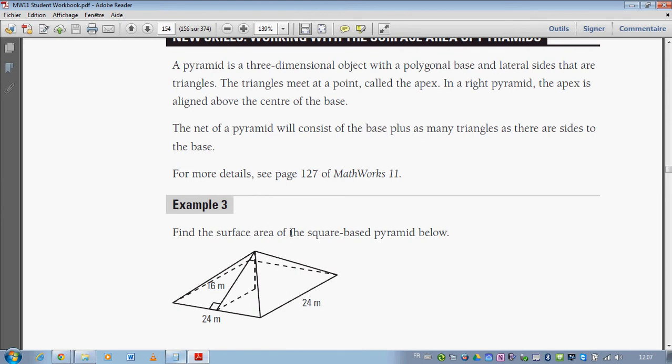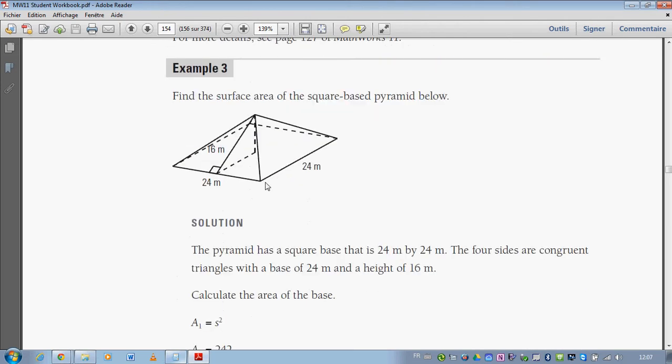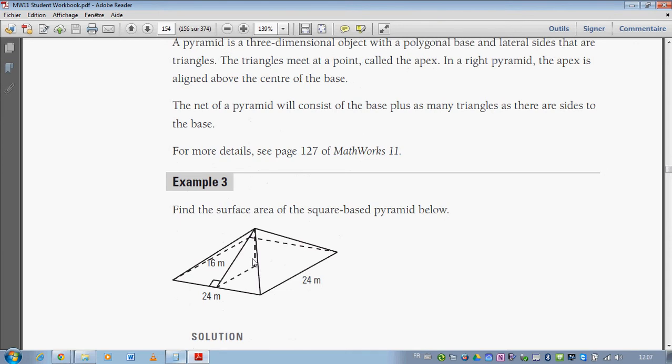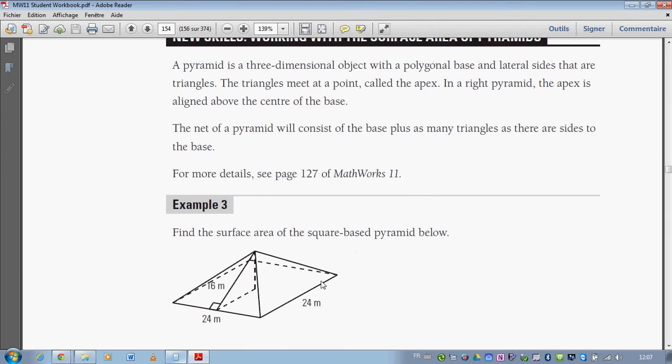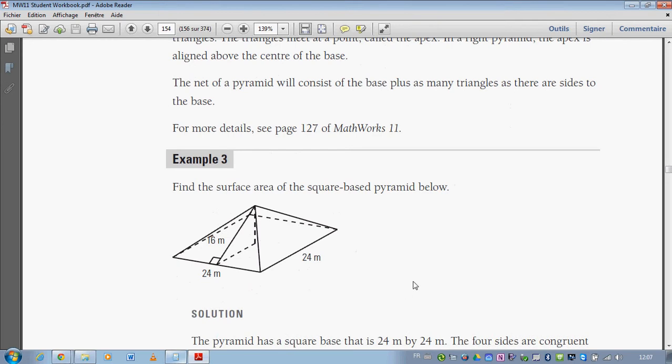If it's asking you to find the surface area, and you unfold this down into its net, you'd notice that the net has one square at the bottom, and that square is surrounded by four triangles, one on each side. I'll say that again: the net of this pyramid is the square base surrounded by four triangles on either side of it.